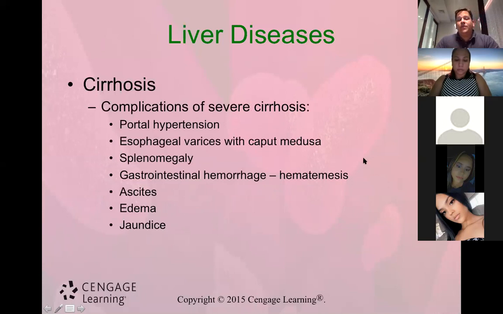The complications of severe cirrhosis are portal hypertension. The portal is the system of circulation special for the liver, arteries and veins that work for the circulation of the liver specifically. Another complication is esophageal varices with caput medusa, splenomegaly. Caput medusa is related to the shape of these varices in the esophagus.